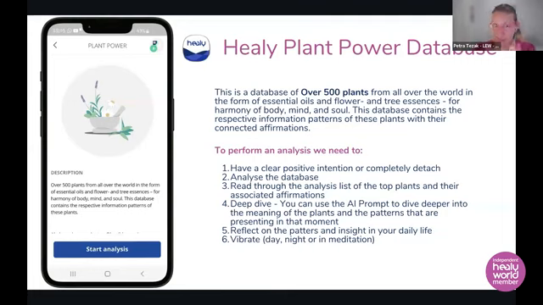And it contains, from essential oils to flower and tree essences. And they are supposed to be there for harmony of the body, mind, and soul. So these are nurturing and supporting elements, databases for supporting all three levels of your body. And also every single plant in this database contains the respective information patterns of the energetic field of that plant with connected affirmations. So we're going to look at that.